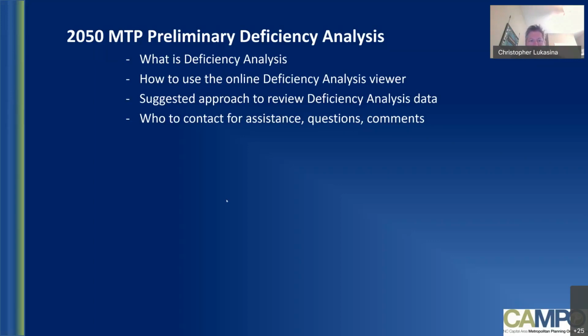We're going to talk to you about the 2050 MTP's preliminary deficiency analysis results and the viewer that you all can use to explore that data. It's an online viewer. The first part of this is just reminding everyone what the deficiency analysis is. Then we'll give you an orientation of that online viewer and talk to you a bit about some suggested approaches to review the data, to hopefully help you be successful at understanding what it's telling you and making sure that, in particular, some of the underlying assumptions are correct, because this viewer will be very, very similar to the same viewer that we'll ask you to use when we get into the next step of our MTP process, the alternatives analysis. And then we'll also talk a little bit about who to contact if you have questions or comments or need assistance. Alex, you can go ahead and advance there, please.